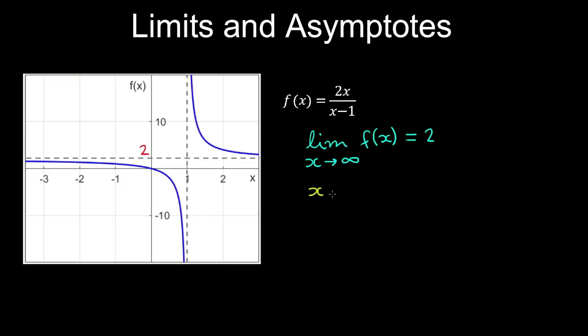And similarly, if you take the limit as x approaches minus infinity, well, we have x in both the numerator and denominator, so we're still going to get a positive result. So the limit evaluates to 2 also. And that gives us the same horizontal asymptote.